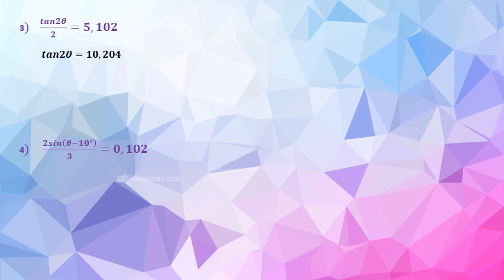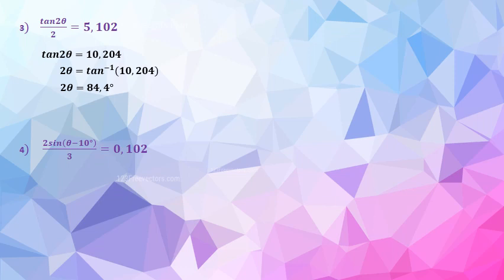Now, because there's no coefficient in front of tan, or it's no longer being divided by anything, we can now whip out our calculator and press Shift tan. Into your brackets, insert 10,204, and now when you press equals, we've got what 2 theta is equal to. So 2 theta equals 84,4 degrees.